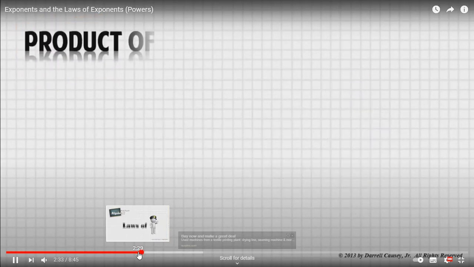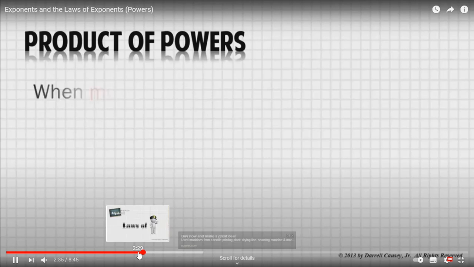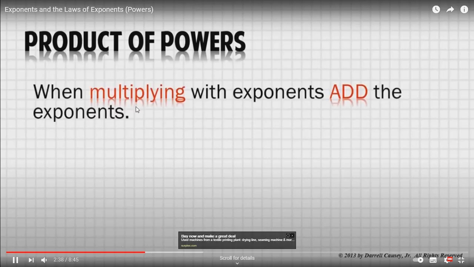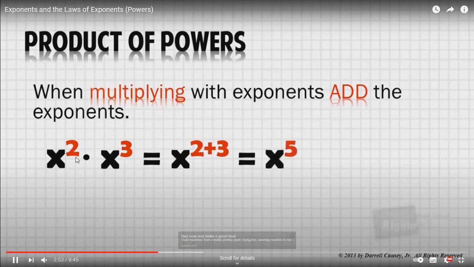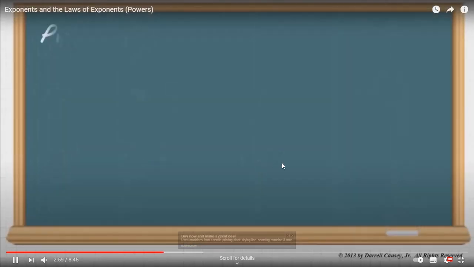Laws of exponents. Number 1, product of powers. When multiplying with exponents, we have to add the exponents. You see, x to the power 2 into x to the power 3 is equal to x to the power 2 plus 3, which is x to the power 5. Now let us prove this, how it is possible.